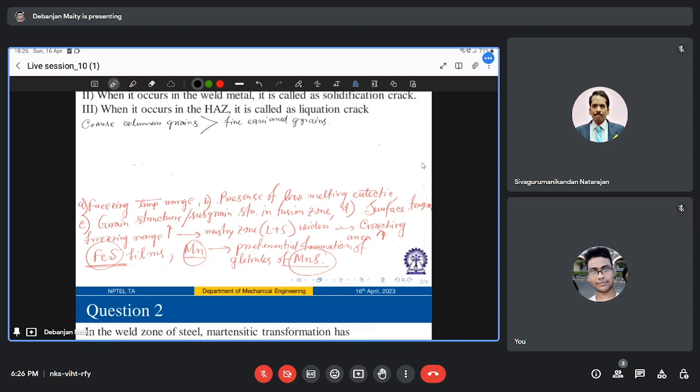So there can be some mechanical points of view also. Those were some metallurgical factors. So in terms of mechanical factors, what can be the different mechanisms for this crack formation? There can be contraction stresses, and another is degree of restraint, right?